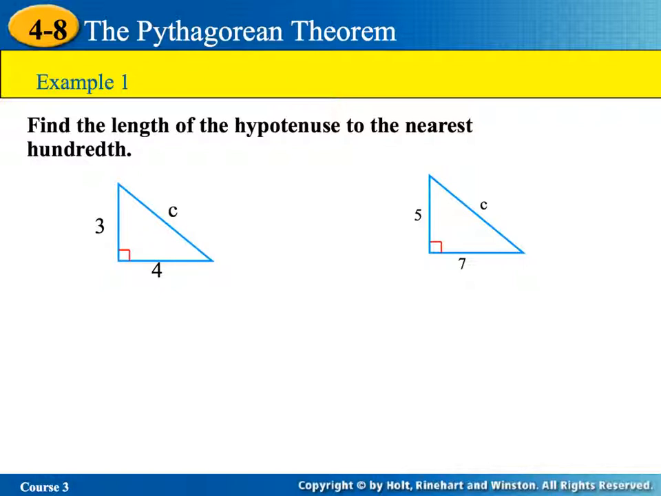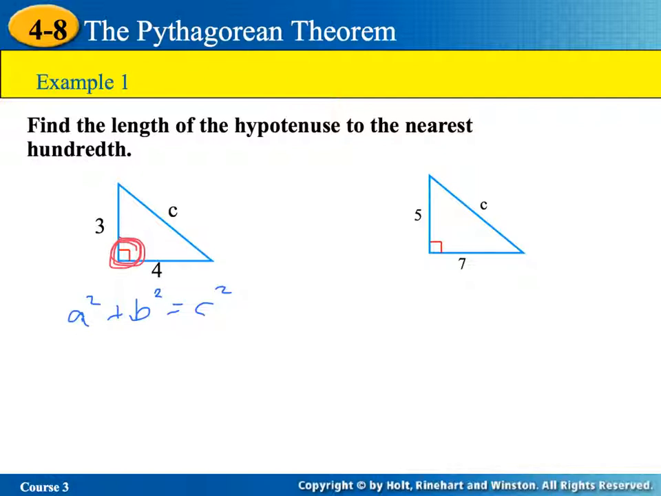Okie dokie. In this one, we are relating the sides of a right triangle. Why is it a right triangle? That little box there tells me it's a right triangle. According to the Pythagorean theorem, if I take a leg and square it, a squared plus b squared is equal to c squared. Now we have to figure out which is our a, which is our b, and what is our c.